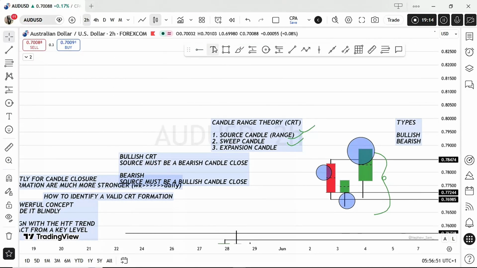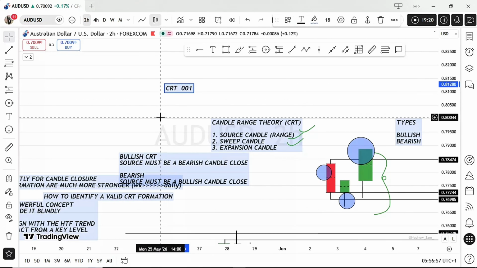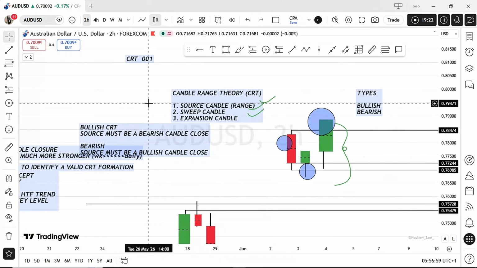All right, so we'll call this CRT 001, right? I'll be explaining more advanced concepts in subsequent videos.